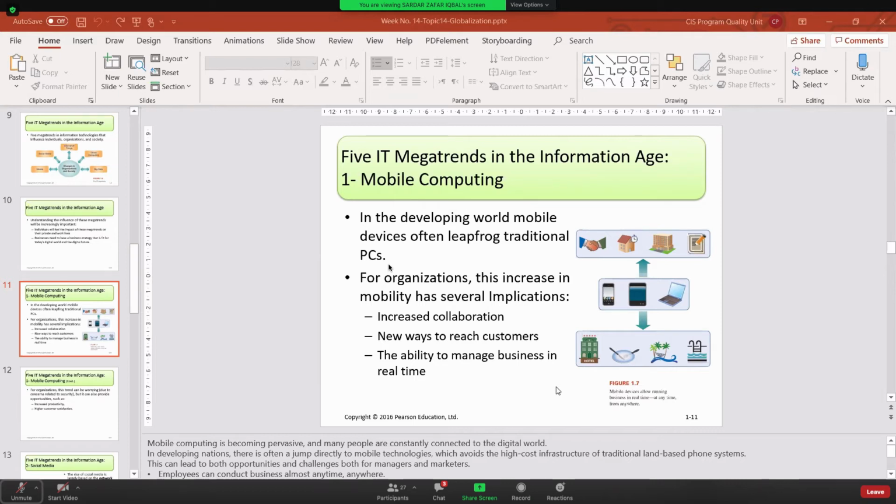Yes, did you go to a restaurant? You know, in a restaurant, you can use the mobile apps very quickly. The Hunger Station, okay? So you're managing business very easily. It's very easy. Employees can conduct business almost anytime, anywhere.